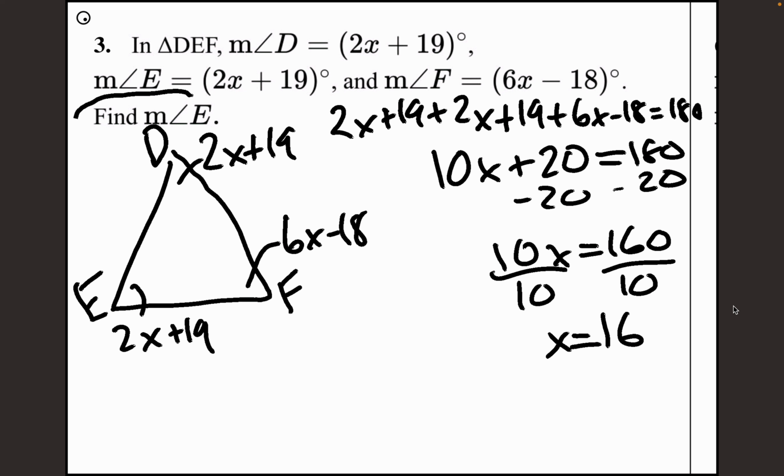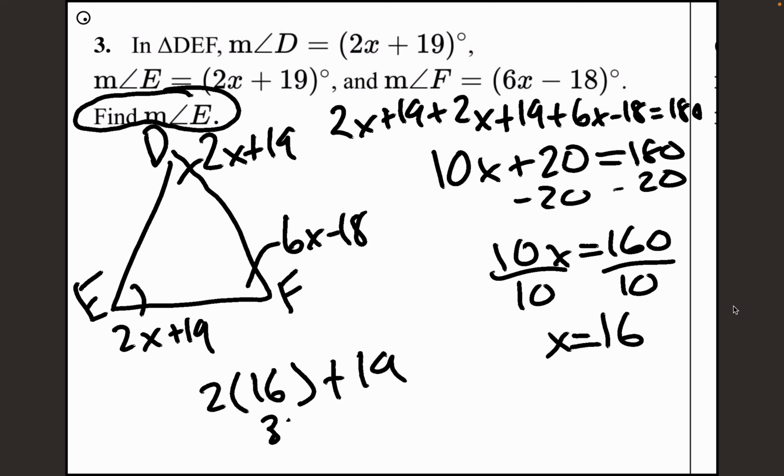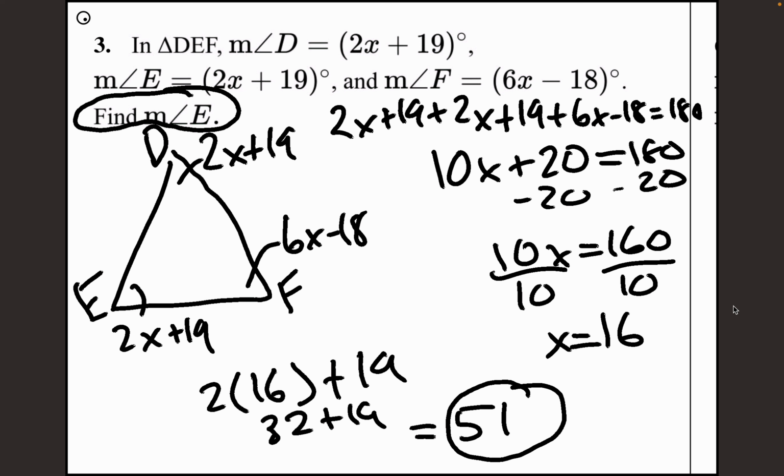Find angle E. It says find angle E. So what do I got to do with x equals 16, Weston? Yeah, which one's angle E? Perfect. So we do 2 times 16 plus 19. What's 2 times 16? 32 plus 19? 51 degrees is my answer. Okay? Pay attention if it asks to find x or the angle. Do 4, 5, and 6 on your own.